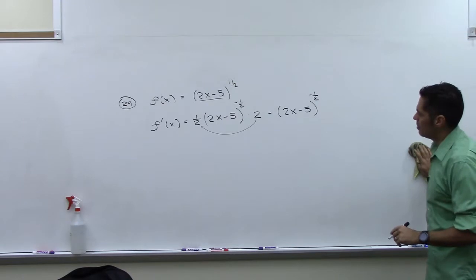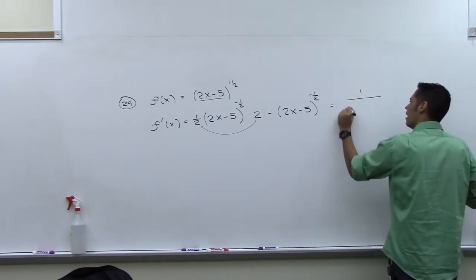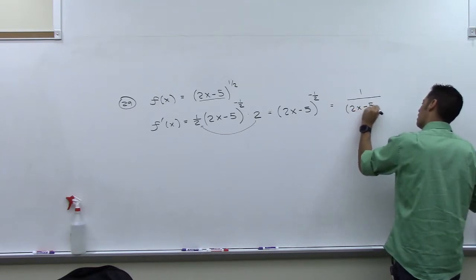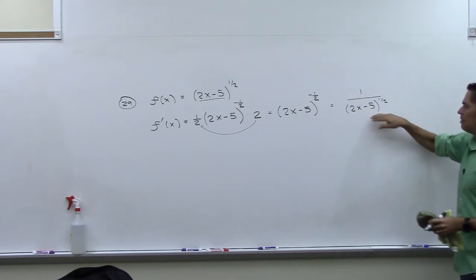That's perfectly acceptable. You could, if you wanted to, rewrite that as 1 over 2x minus 5 to the positive 1/2. If you didn't want the negative exponent, you could drop this down as a positive.